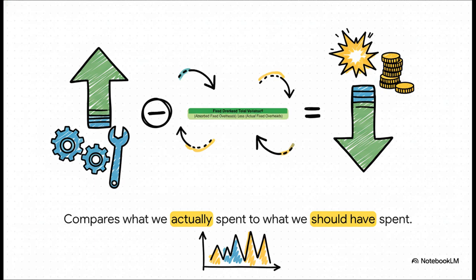And boom, here's the formula that brings it to life. We take the absorbed fixed overheads and subtract the actual fixed overheads. Now that word absorbed is a key exam term. It's just the amount of fixed cost we apply, or load, onto each t-shirt we make. So the total absorbed overhead is just our standard rate times our actual output. The difference between that and what we actually spent is our total variance.